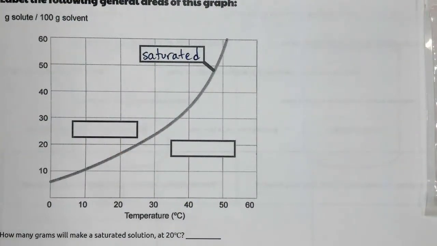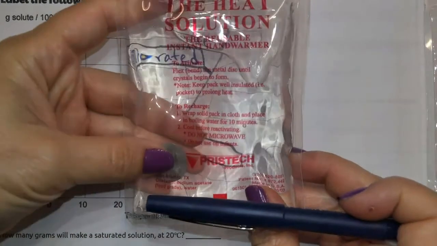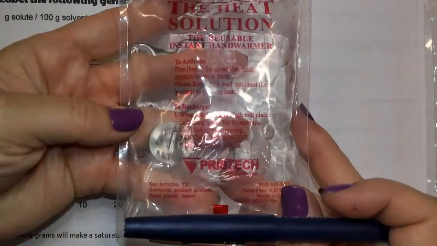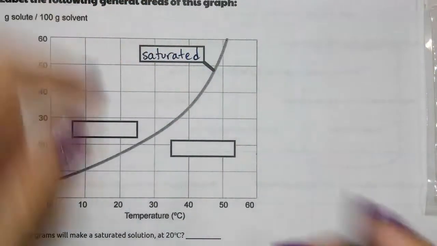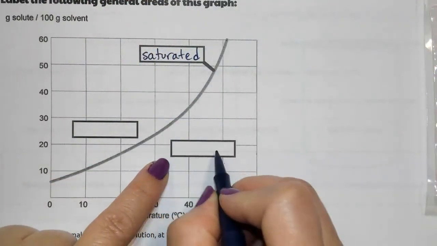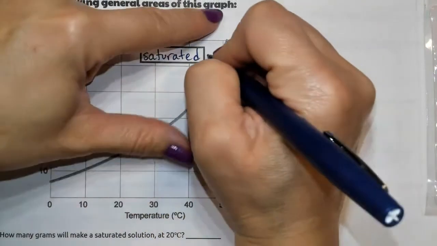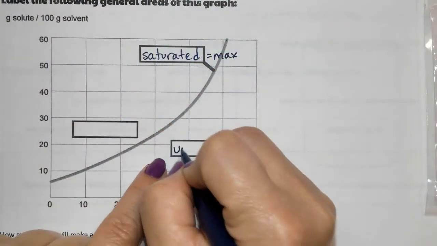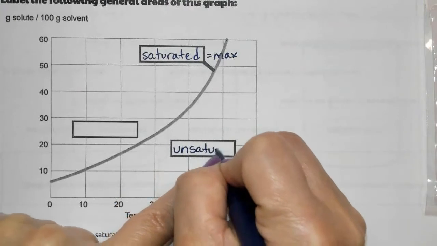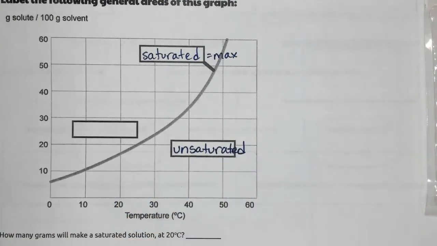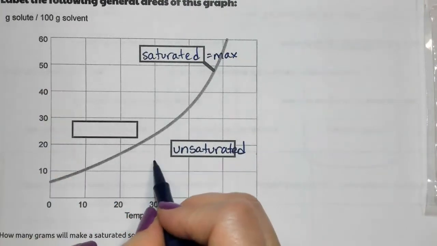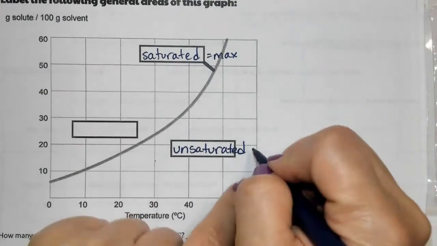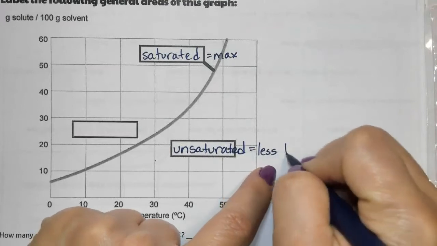Then, if you have an unsaturated solution, it means that you could dissolve more. This is my hot one, so it's still unsaturated. So since I can dissolve more, it has less than the maximum dissolved, right? Because saturated equals the maximum dissolved. So unsaturated is going to be under the line. We could still dissolve some more, right? Depending on where you are, you can actually see exactly how much you could dissolve. And so this is less than the max.